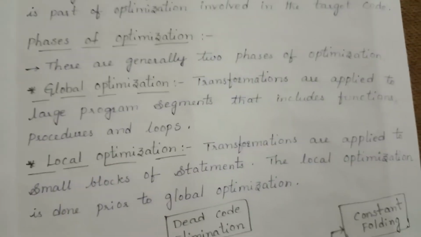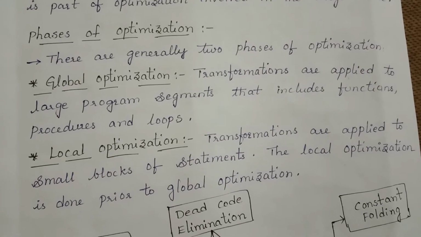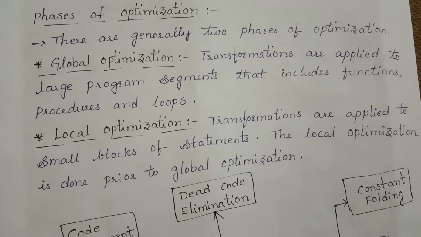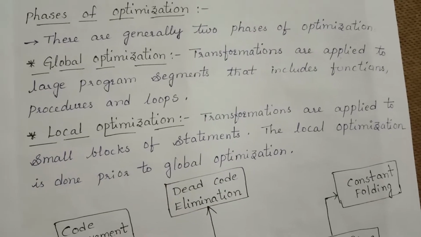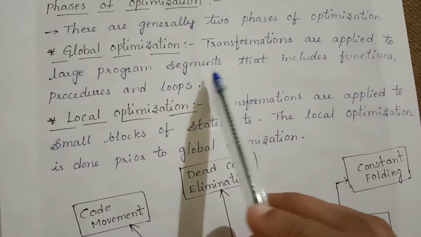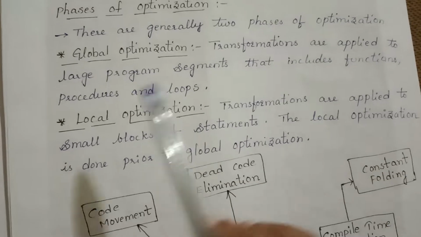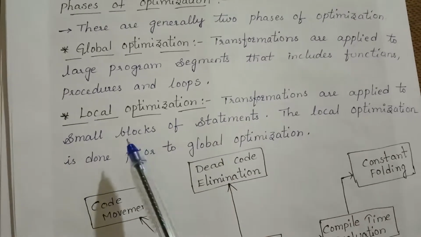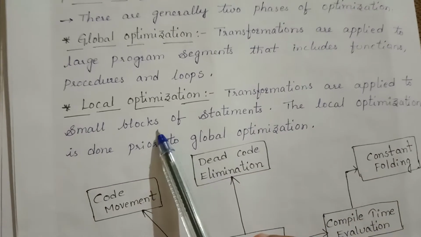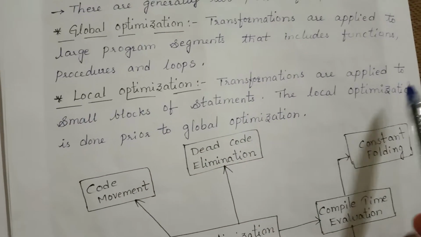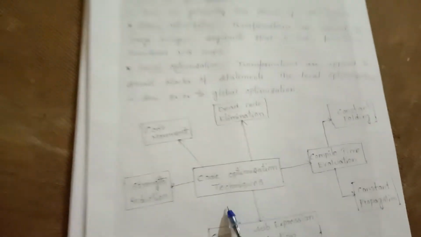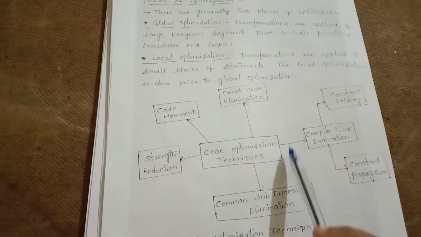Phases of optimizations. There are generally two phases of optimization: global optimization and local optimization. Global optimization is nothing but transformations applied to large program segments that include functions, procedures and loops. Local optimization is nothing but transformations applied to small blocks of statements. The local optimization is done prior to global optimization. So these are the code optimization techniques.